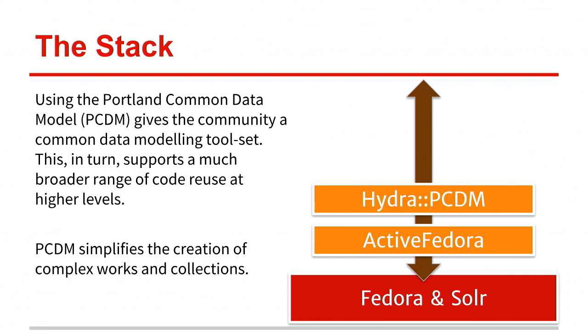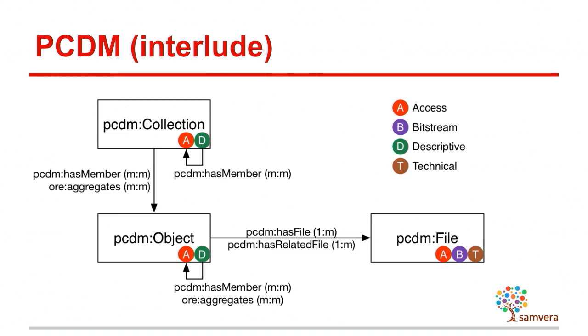On top of Active Fedora, there is Hydra PCDM. I think we've not changed its name, so there's a few little bits of Hydra still in the community code bases. So PCDM is a common data model. It's been around for probably 4 or 5 years now. The idea is it allows us to have a common understanding of how our objects, not so much metadata, our objects, fit together. And it simplifies the creation of these complex works and collections. So just a quick interlude into PCDM.